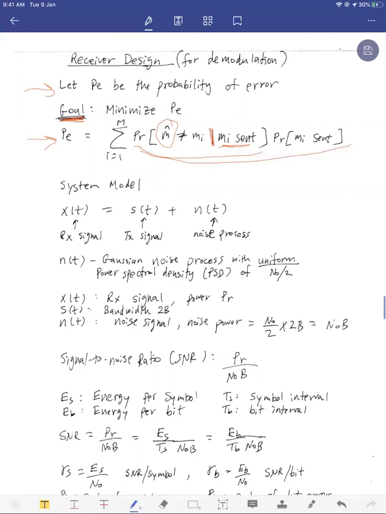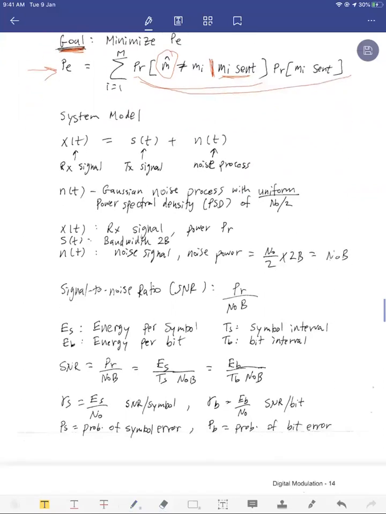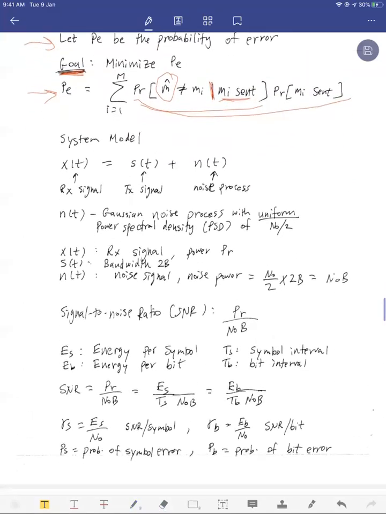Before we actually do the receiver design, let's agree on a system model. So my system model is here. I'm going to have a transmit signal s of t, and a noise process n of t. My receive signal is going to be s of t plus n of t. So it's a very simple additive white Gaussian noise channel, right?